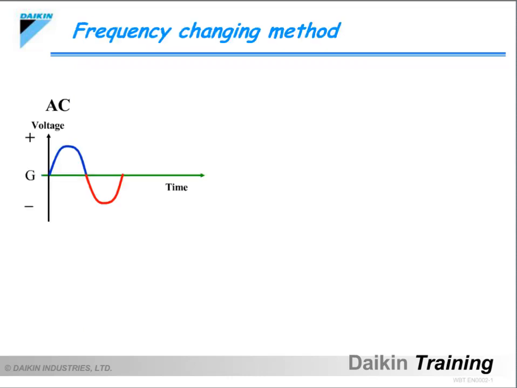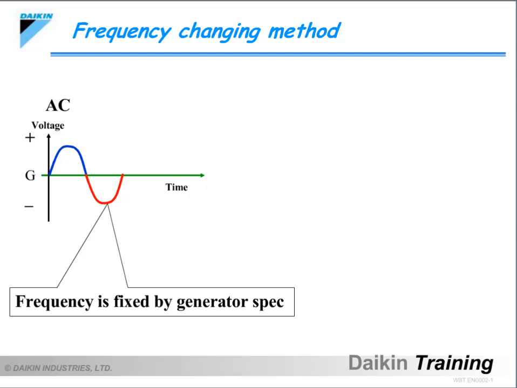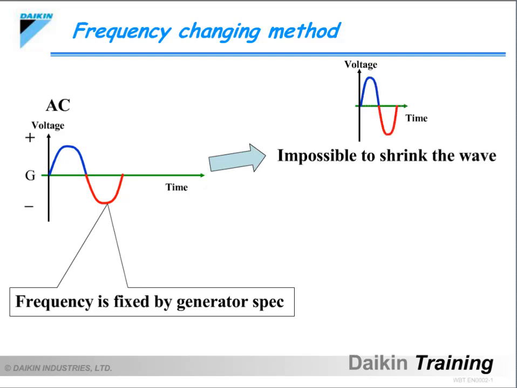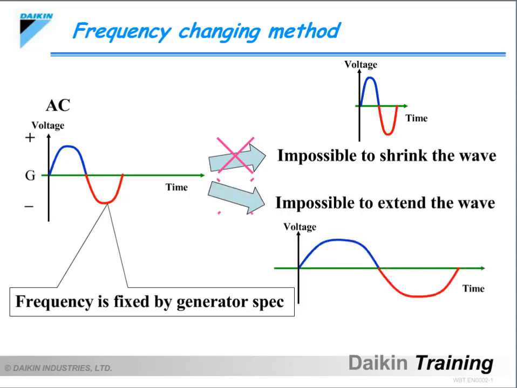Next, I would like to explain the method of changing AC frequency. The frequency of AC is determined by the generator specifications. It would require a very large device if the frequency of AC sent to an air conditioner were to be changed, shrunk or extended as is. However, such a large device could not be housed in a residential air conditioner.